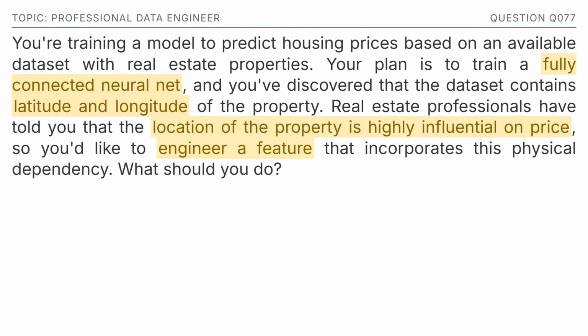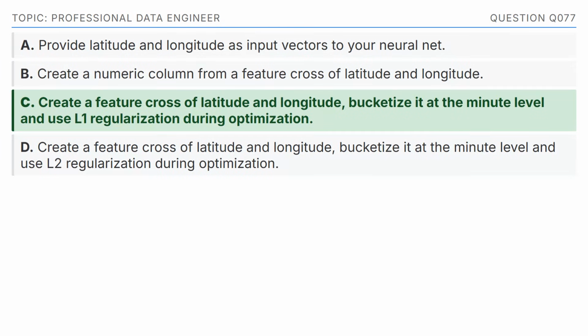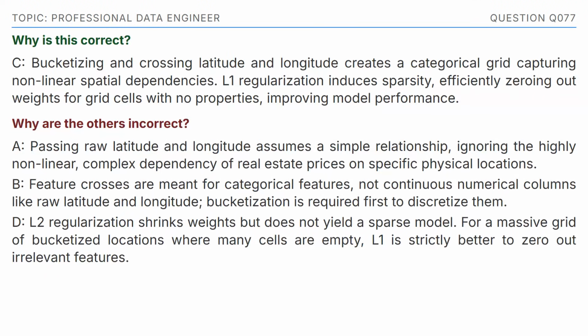To arrive at the correct answer, we focus on the keywords: fully connected neural net, latitude and longitude, location of the property is highly influential on price, engineer a feature. The correct answer is option C, create a feature cross of latitude and longitude, bucketize it at the minute level and use L1 regularization during optimization. Why is this correct? C. Bucketizing and crossing latitude and longitude creates a categorical grid capturing nonlinear spatial dependencies. L1 regularization induces sparsity, efficiently zeroing out weights for grid cells with no properties, improving model performance.